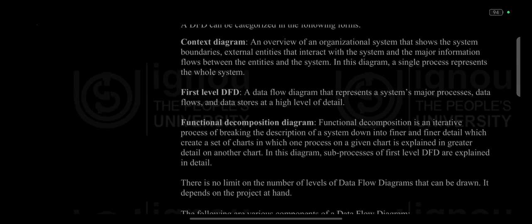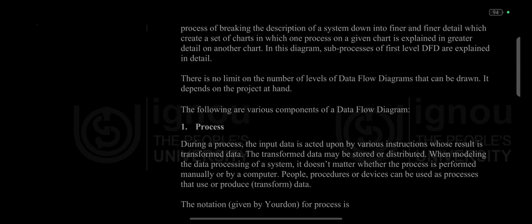Functional decomposition diagram. Functional decomposition is an iterative process of breaking the description of a system down into finer and finer detail, which creates a set of charts in which one process on a given chart is explained in greater detail on another chart. In this diagram, sub-processes of the first level DFD are explained in detail. There is no limit on the number of levels of data flow diagrams that can be drawn. It depends on the project at hand.